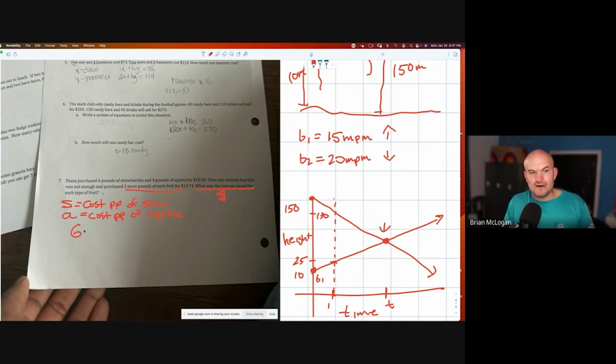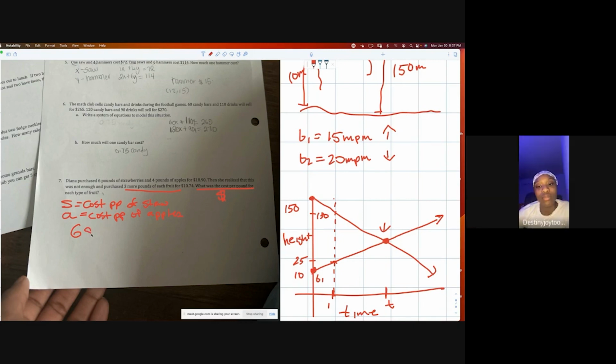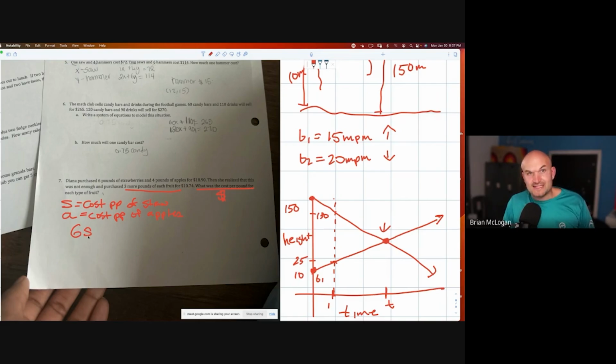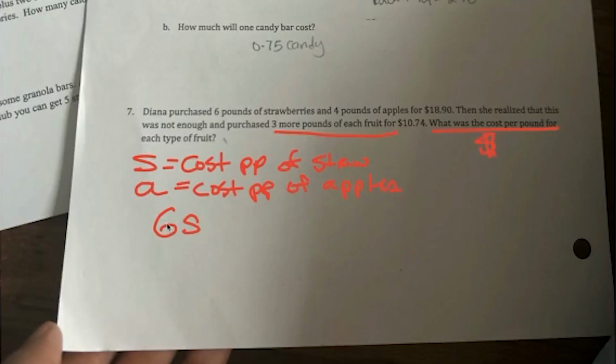You have 6 pounds of strawberries. Well, how much is that going to cost? I don't know because I don't know what the cost of strawberries is. If it was $5, you would multiply 6 times 5. But you don't know what it is, so we're going to leave that as S. So 6 pounds of strawberries times S, which is the price per pound. We just don't know what it is. Does that make sense? Yes.